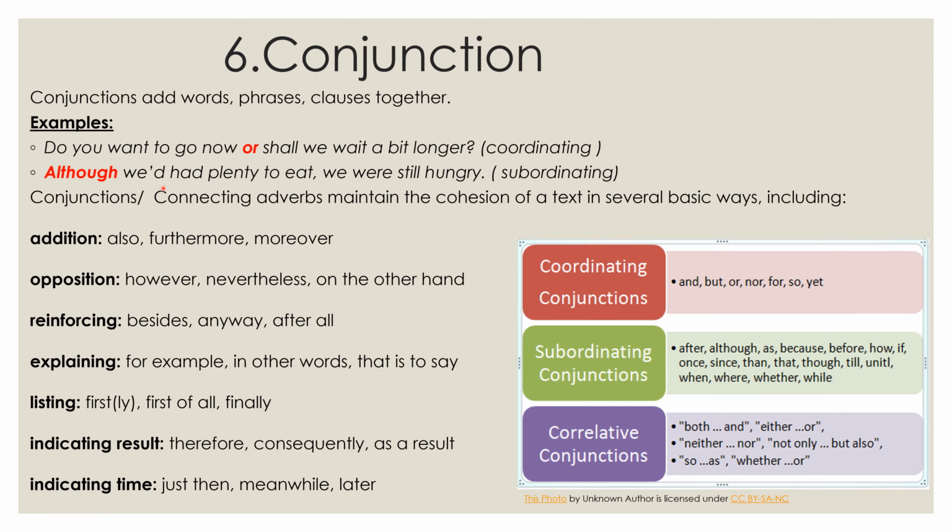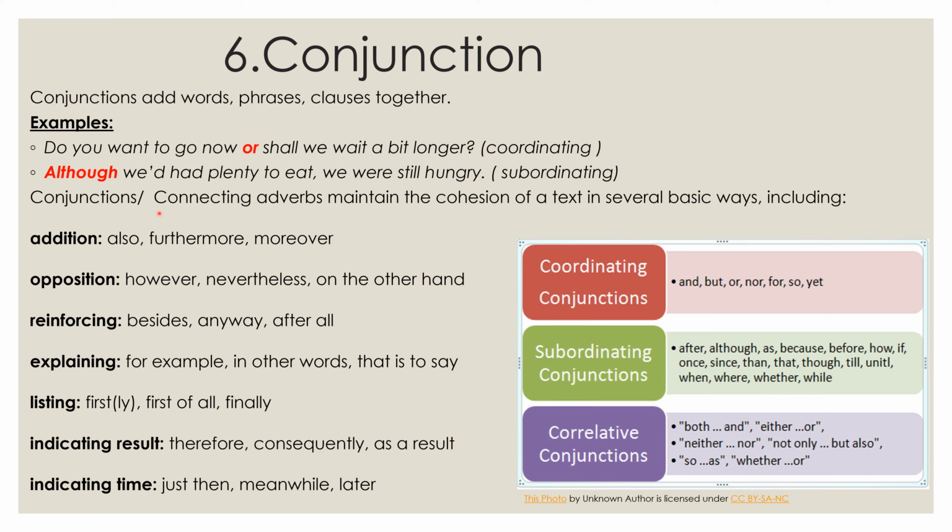Although we had plenty to eat, we were still hungry. So the part with the conjunction is a dependent clause and the other is an independent clause. So this conjunction is called a subordinating conjunction. Or they can be correlative conjunctions when they are used in pairs. Either you can sit here or you can go out.